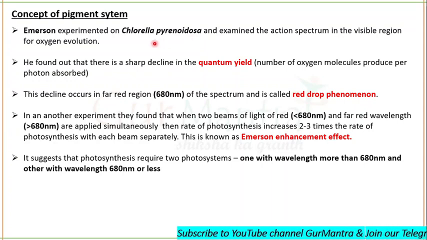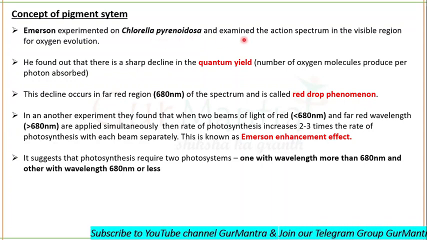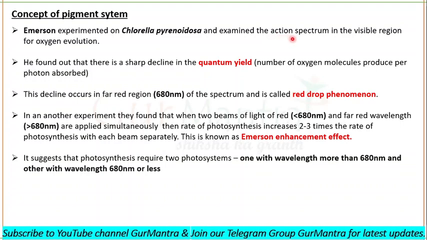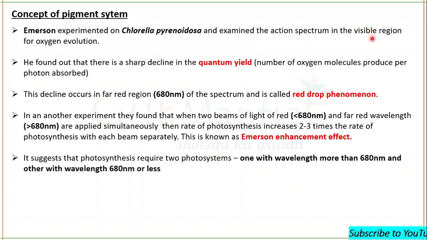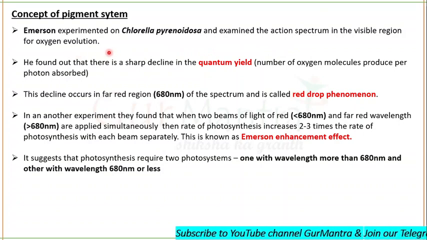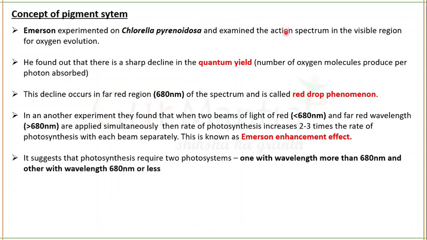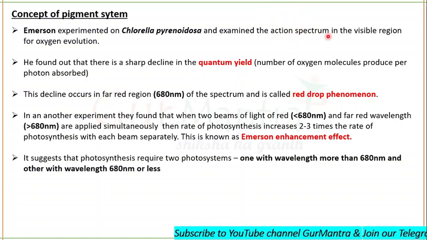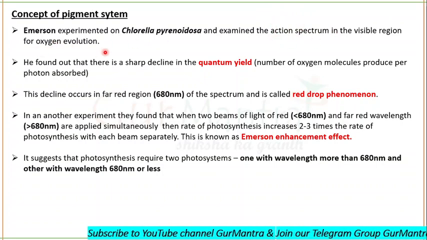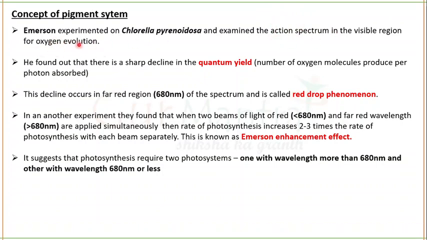Emerson's experiment on Chlorella pyrenoidosa, he actually examined the action spectrum in the visible region for oxygen evolution. He wanted to check out the action spectrum, which will tell us the rate of photosynthesis, and the rate of photosynthesis ultimately will be telling us about the number of oxygen molecules that have been evolved during that particular process.